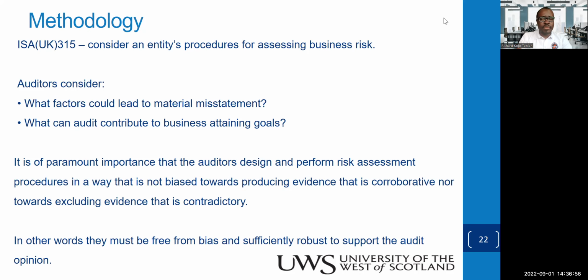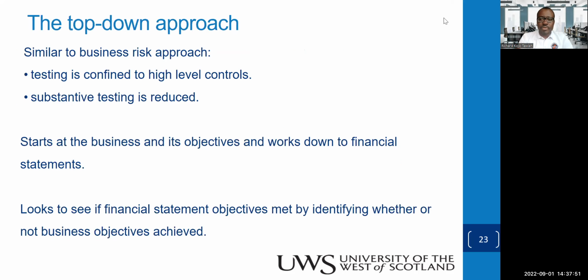The methodology we auditors use depends on each audit firm, but generally, what auditors will consider is what could lead to material misstatements, and what can audits contribute to the company achieving their goals, okay? So it's very important that we design and perform this risk assessment in a way which is not biased towards producing evidence that's corroborative, nor towards excluding evidence that is contradictory, okay? So the independence issue comes in: you are auditing, you are still providing value. So be careful that what you are doing is not providing more of an advocacy at the same time as issuing an opinion, okay? So be free from bias, but do your work perfectly to support your opinion.